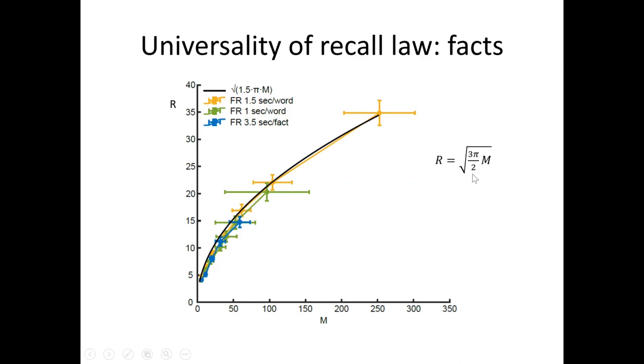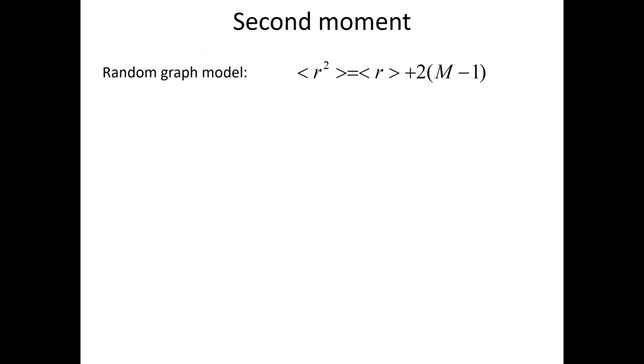Okay, and I'll show you a bit later what the mathematical expressions are. So, just to illustrate, let's say in the random graph model, this is easier because this is an exact result. I showed you that in the random graph model, there is an exact result which says that the second moment of recall is related to the first moment and the number of words that you remember.